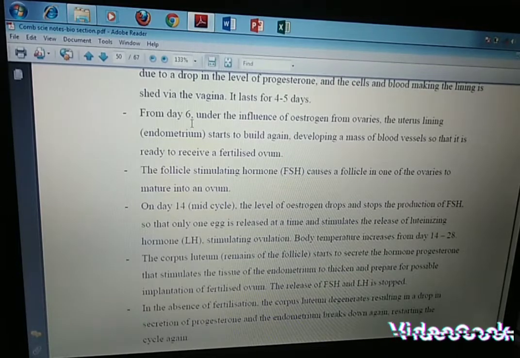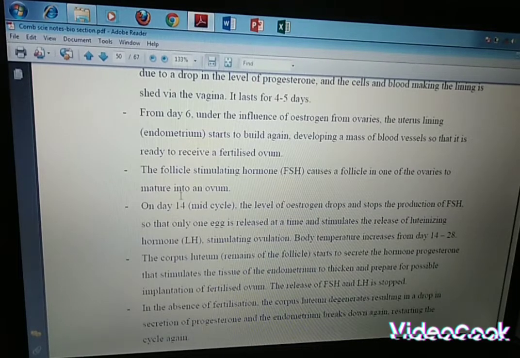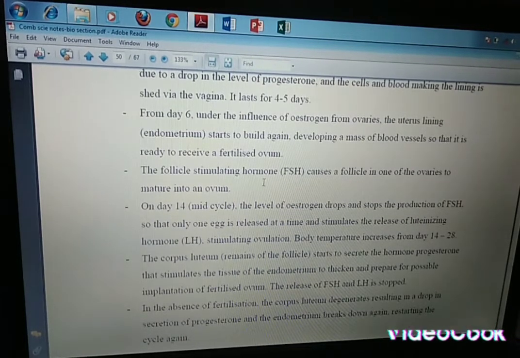But then from day number 6, under the influence of estrogen from the ovaries, the uterus lining will start to build again, right? Because the ovaries are hoping for a future fertilization that might take place. So what do they do? They command the uterus lining to start developing again, developing a mass of blood vessels so that it is ready to receive the fertilized ovum just in case fertilization takes place, okay? So now we have what we call the follicle stimulating hormone.